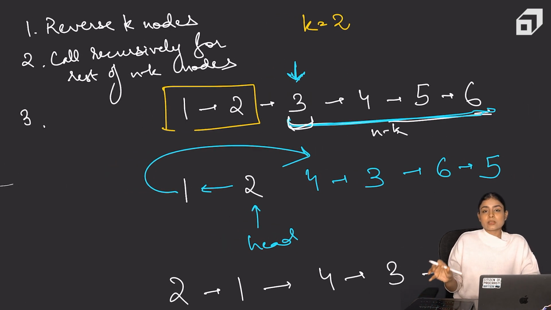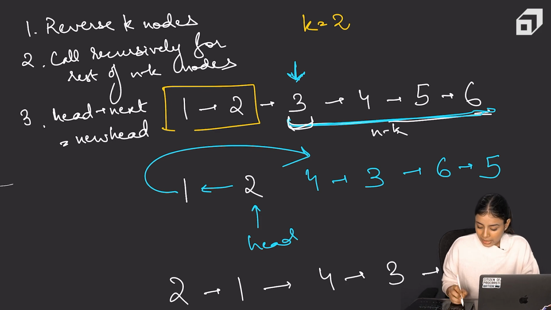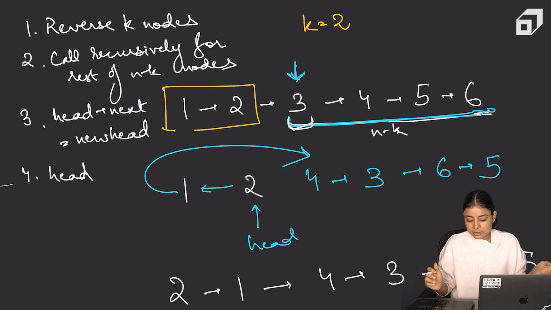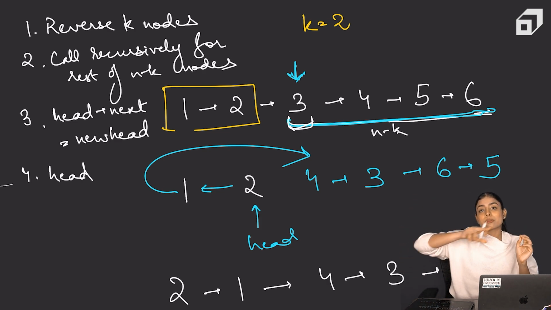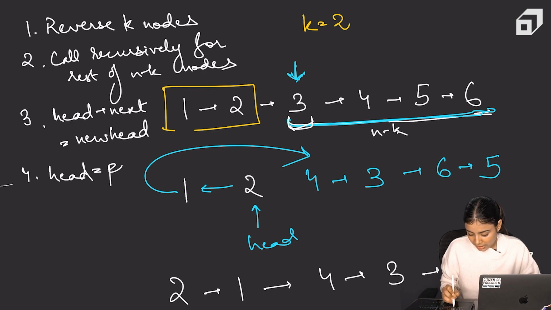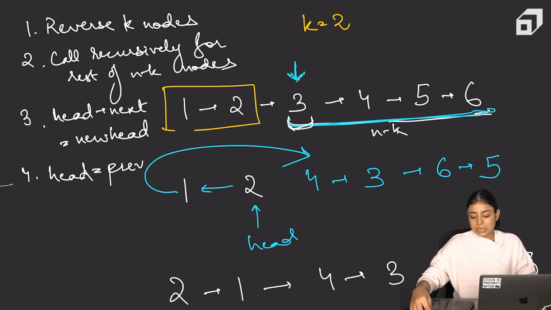Now the result of the rest of the n minus k nodes will return us the new head. So we'll make the original head point to the new head. Now we've combined the first k nodes with the rest of the n minus k nodes. The head of that combined linked list would be given to us by the previous pointer that we got when we were reversing the first k nodes. So these 4 steps we are doing to reverse the list k at a time.